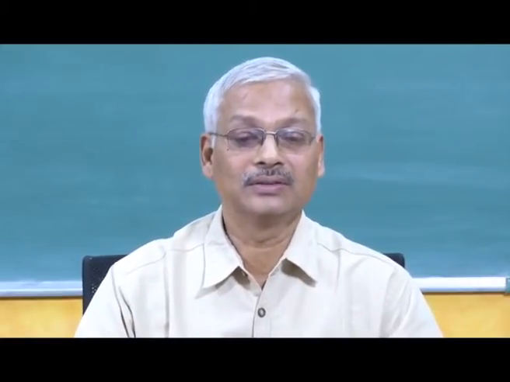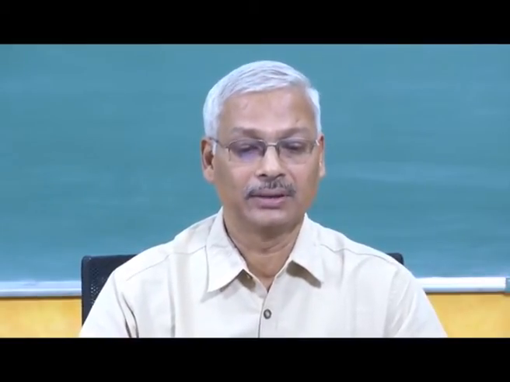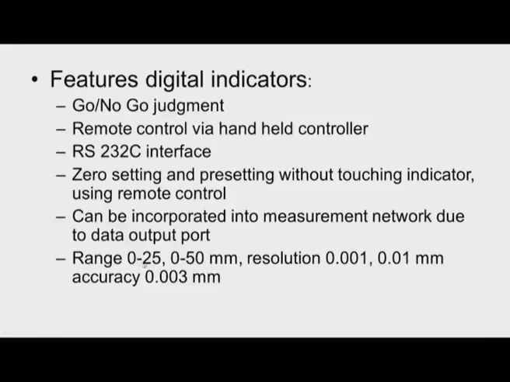And these digital indicators can be incorporated into a measurement network. Maybe there are 100, 200, thousands of instruments, and all the data can be sent to the host computer for analysis purposes. These instruments can be networked into such an arrangement, and they are available in various ranges like 0 to 25 and 0 to 50 millimeter. Longer ranges are also possible, with resolution of 0.001 mm, 0.01 mm, with a measurement accuracy of 0.03 mm.